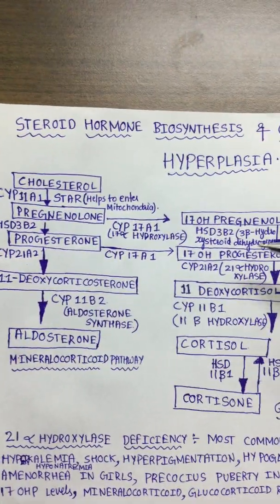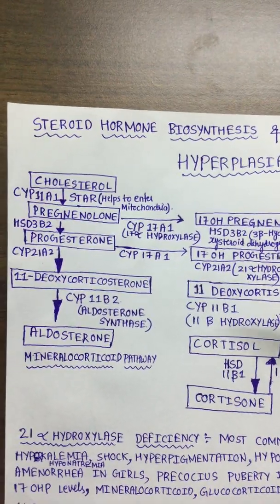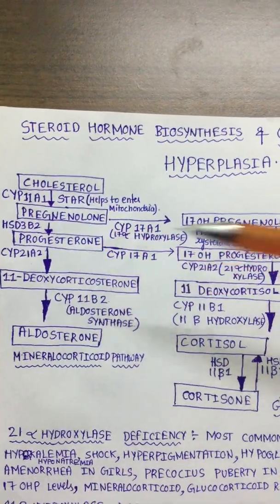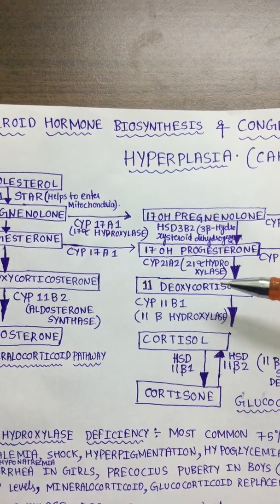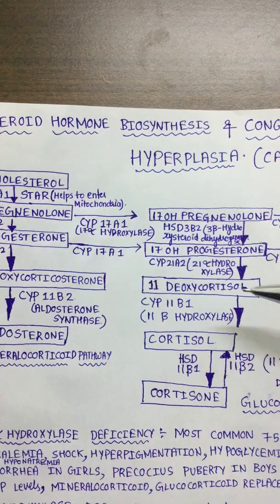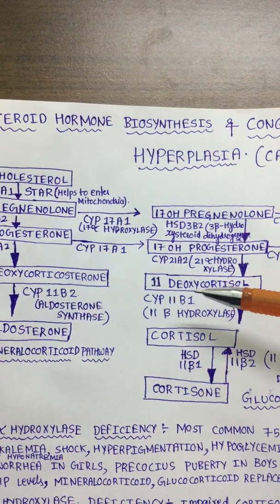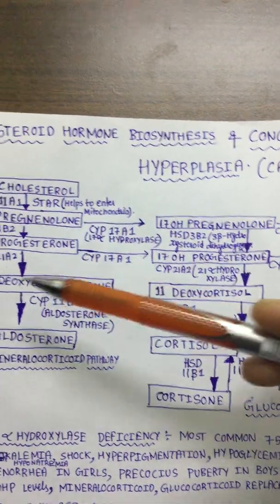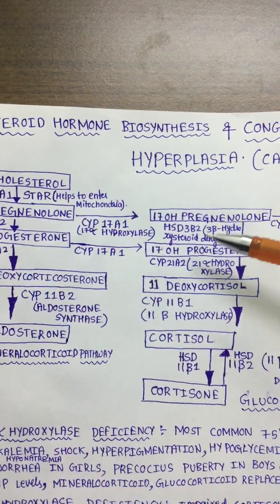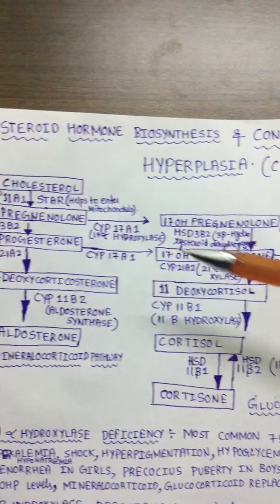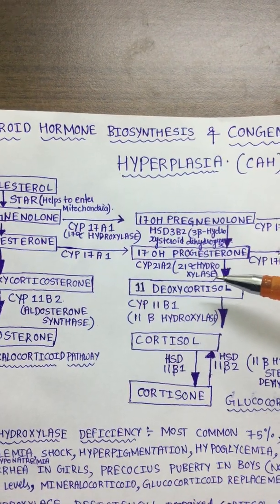From 17-hydroxyprogesterone to 11-deoxycortisol, same as here, 21-alpha hydroxylase is helpful to convert 17-hydroxyprogesterone into 11-deoxycortisol, just as it converts progesterone into 11-deoxycorticosterone. Here it is corticosterone, and in the cortisol pathway it is deoxycortisol. From 17-OH progesterone to deoxycortisol, and from normal progesterone to deoxycorticosterone, the enzyme help is 21-alpha hydroxylase.